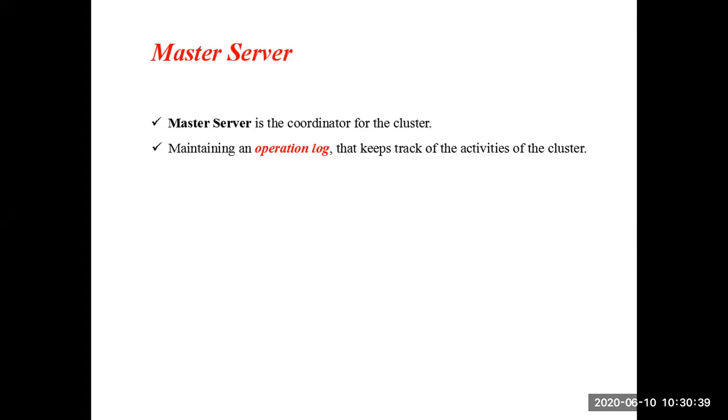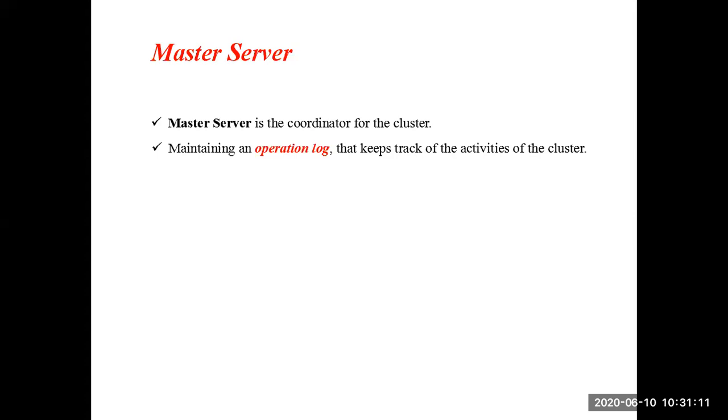That means the advantage of maintaining this operation log is that whenever the master server fails to work, with the help of this operation log, an alternative master server will run the process. The process of GFS will not be stopped, even though the main server is down. Clear? That is the advantage of this. Whenever your master server is down, immediately an alternative master server will continue the work with the help of this operation log.